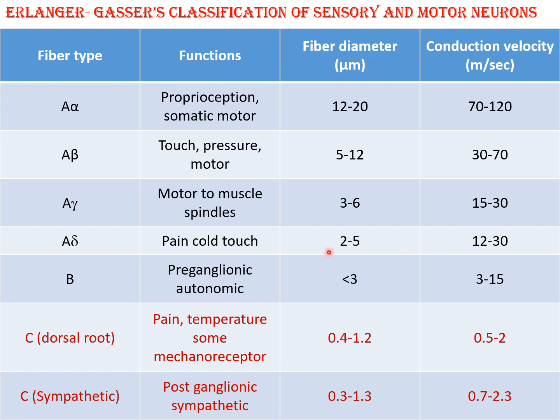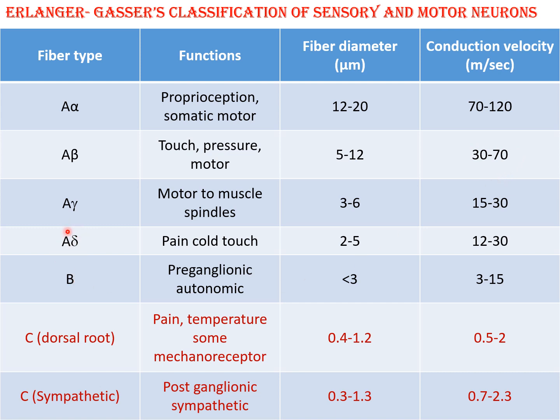So this is the table. A alpha fiber type: their diameter is about 12 to 20 and conduction velocity is about 70 to 120 meter per second. The functions of the A alpha fibers are for proprioception, and these are the somatic motor nerve fibers. A beta nerve fibers are responsible for the touch and pressure sensation, and these are the motor nerve fibers. The fiber diameter is about 5 to 12 micrometer and conduction velocity 30 to 70 meter per second.